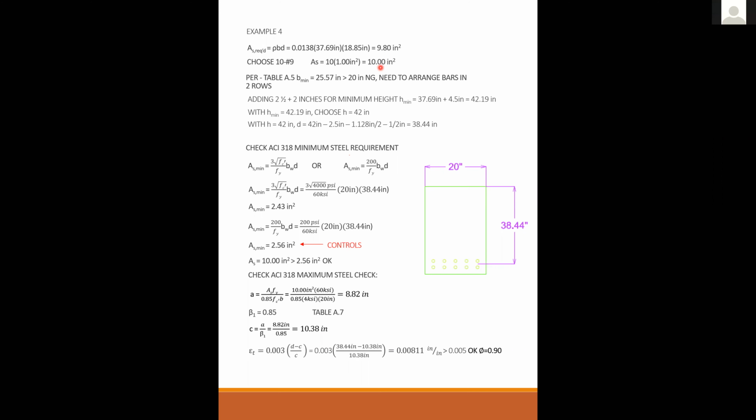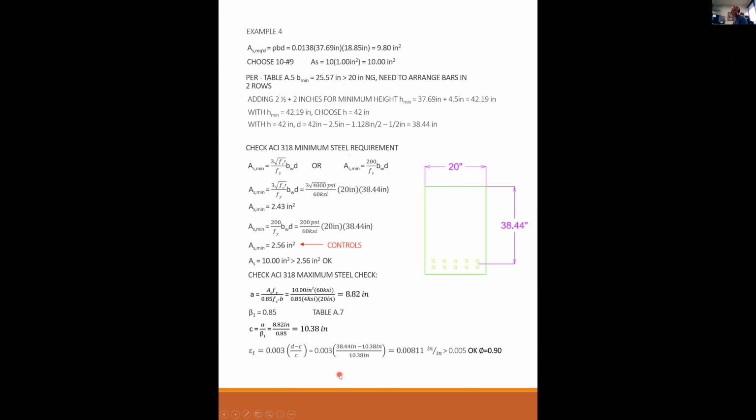So that's if epsilon is greater than... Right, or well, the opposite. If you provide more steel than that maximum, then your epsilon sub t is going to be smaller than 0.005. Oh, so your chosen area should be less than the maximum steel. Yes, but more than the required steel. Right. Okay.